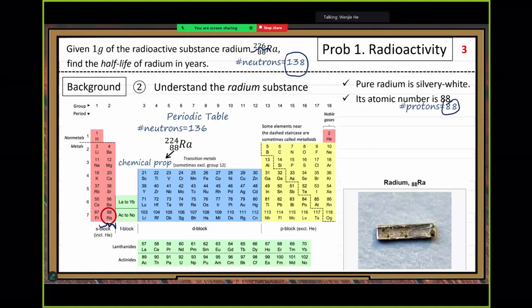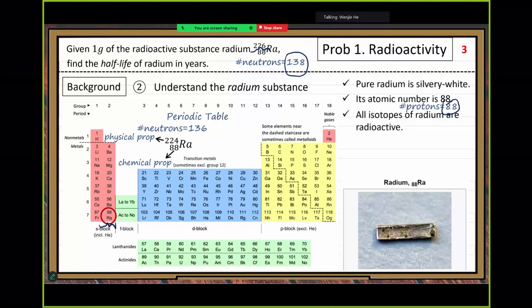88, this number determines the chemical property. The number of protons determines the chemical properties. Okay? And that number determines the physical property. So here you can see all these different isotopes of radium, they have the same chemical properties, but different physical properties, because the same atomic number, 88. All right.